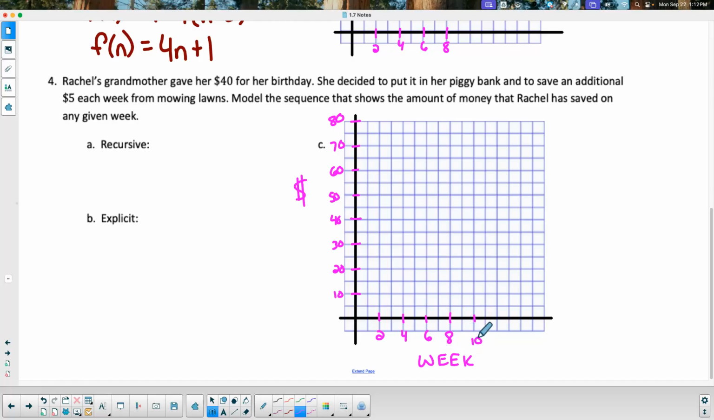Rachel's grandmother gave her $40 for her birthday. What week is that? Week 0, right? That's week 0. That's where it started. Then after the first week, she put 5 more in.